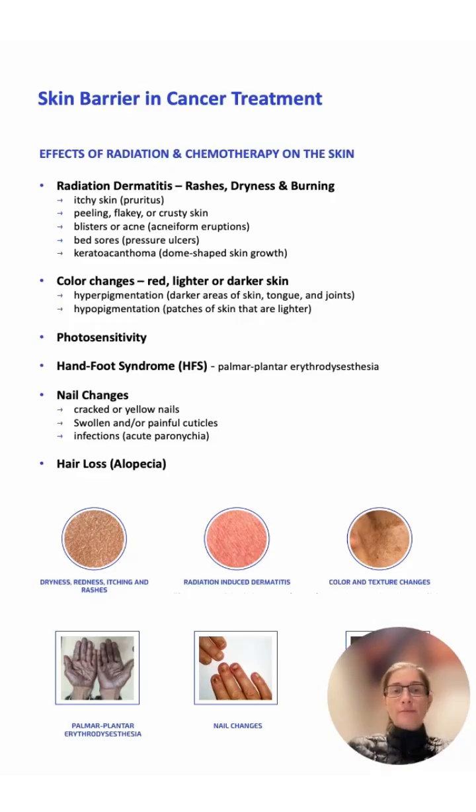Radiation therapy can sometimes cause the skin on the part of your body receiving radiation to become dry and peel or itch, which is called pruritus, and turn red or darker.